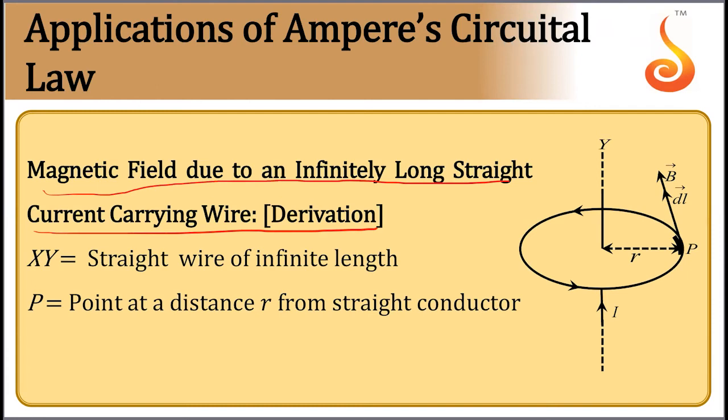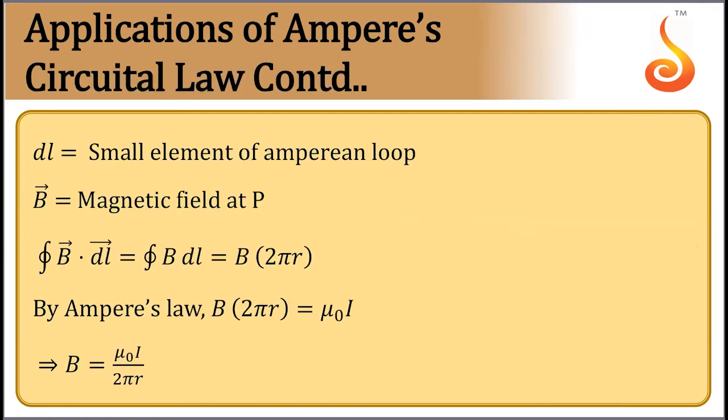Yes. Hope you have taken this. Note the final expression. Field due to a straight current carrying conductor is given by mu naught I by 2 pi r, where r is the distance from the conductor. Shall we move on to the next.